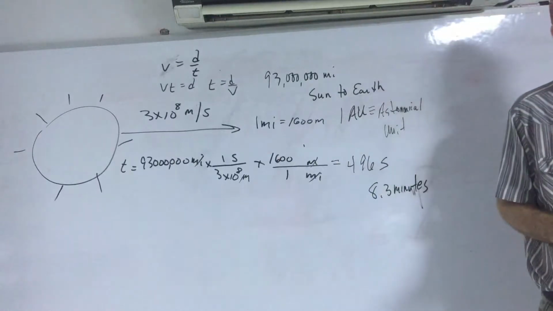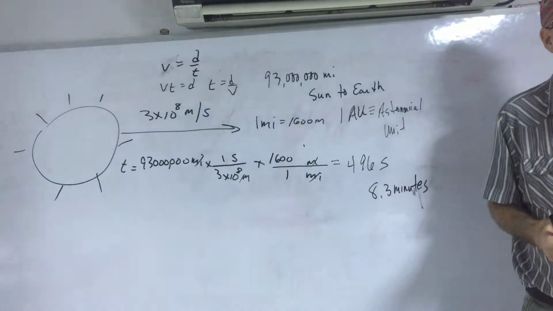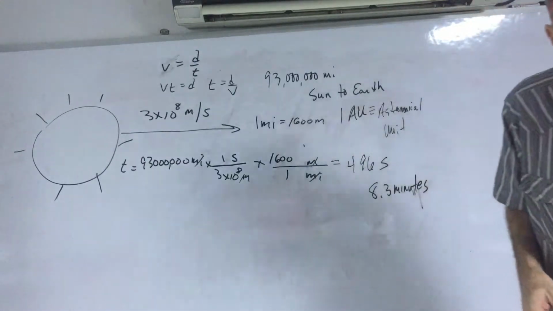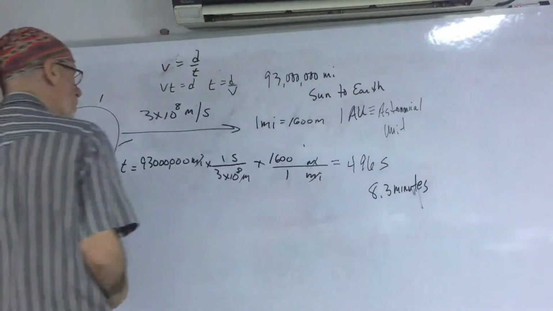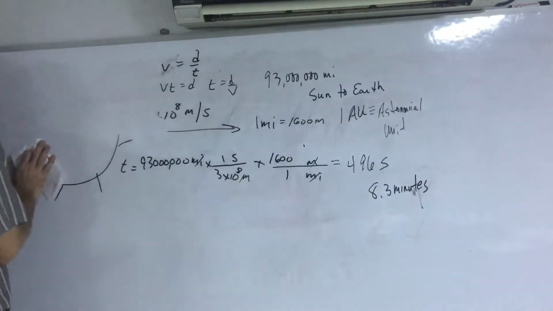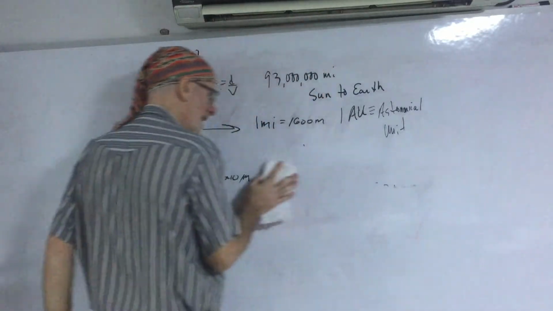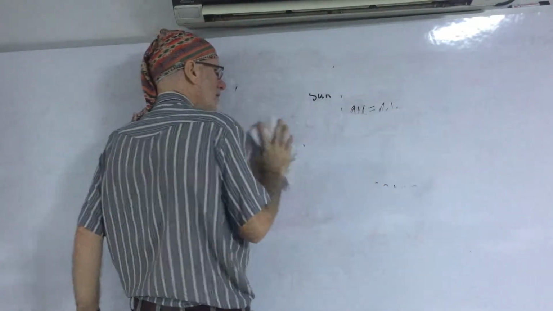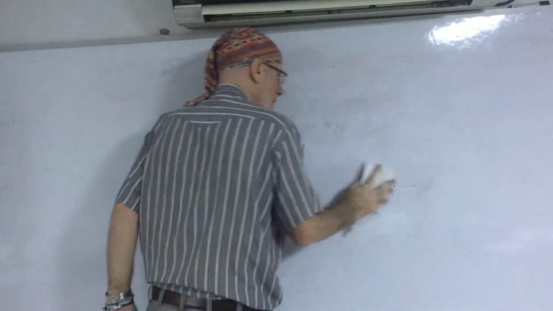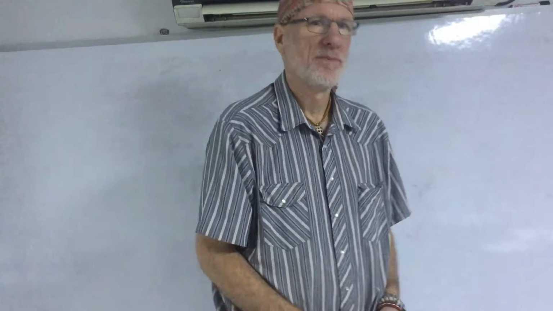So it takes 8.3 minutes for light from the sun to get here. Now, how does the sun warm the earth? Does the sun warm the earth because it's hot or because it's bright?